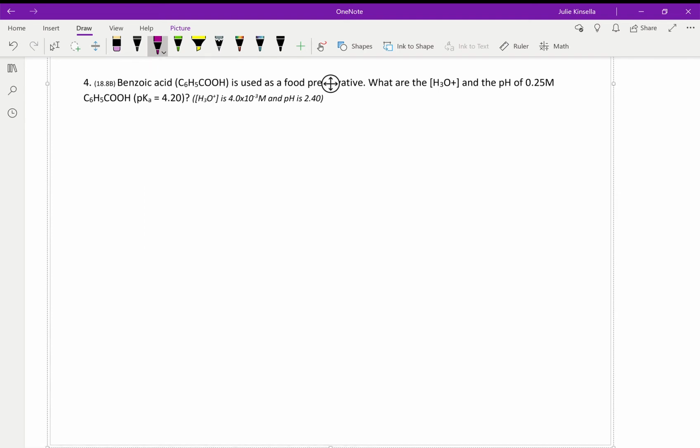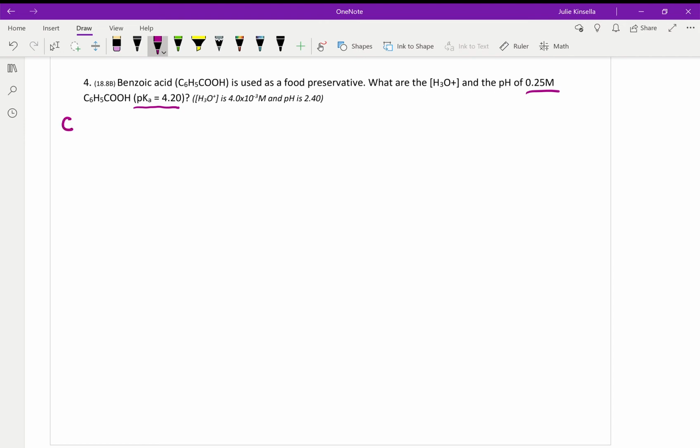All right, so here we have benzoic acid. It's used as a food preservative. What is the concentration of hydronium and the pH given its initial concentration? And in this case, it's giving us the pKa, which we'll talk about in just a second. So let's go ahead and write our equation.